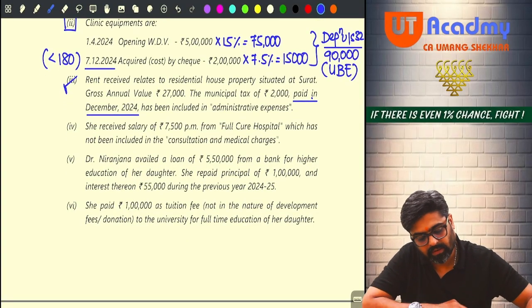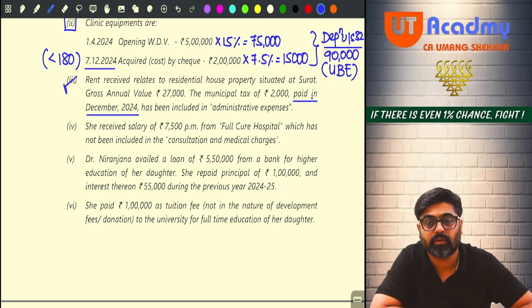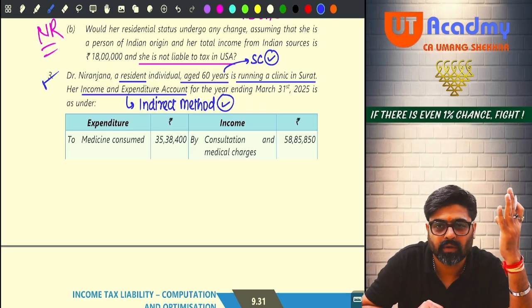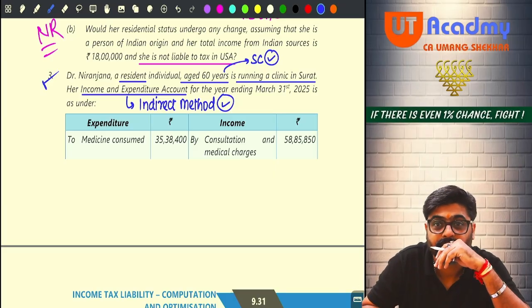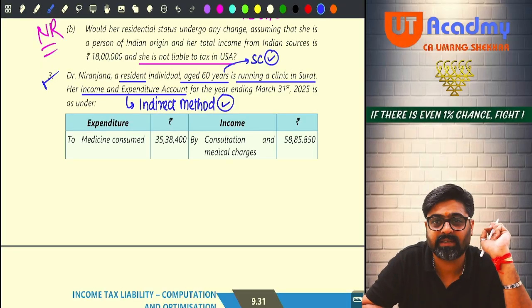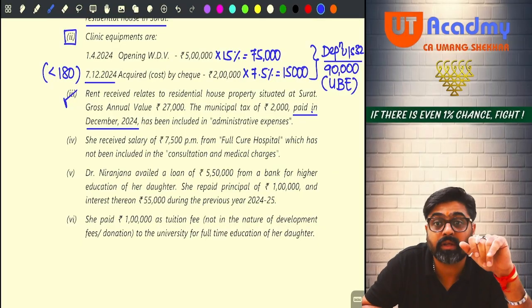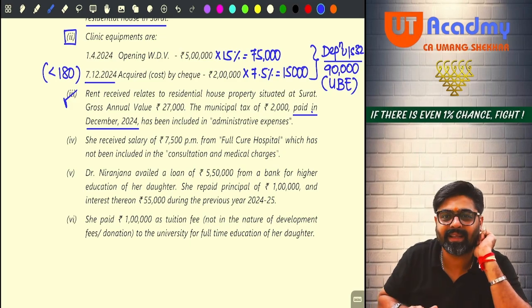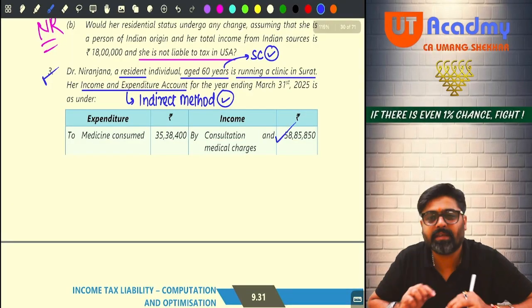She received salary of 7,500 per month from Full Cure Hospital, which has not been included in consultation and medical charges. Can you see consultation and medical charges here? 58 lakh 85 something. Don't you think for a doctor in her profession, this is her main PGBP income? In this consultation and medical charges, this 7,500 per month into 12, 90,000 salary is not included. Thank God it is not included. Meaning that the entire consultation and medical charges is your PGBP income.